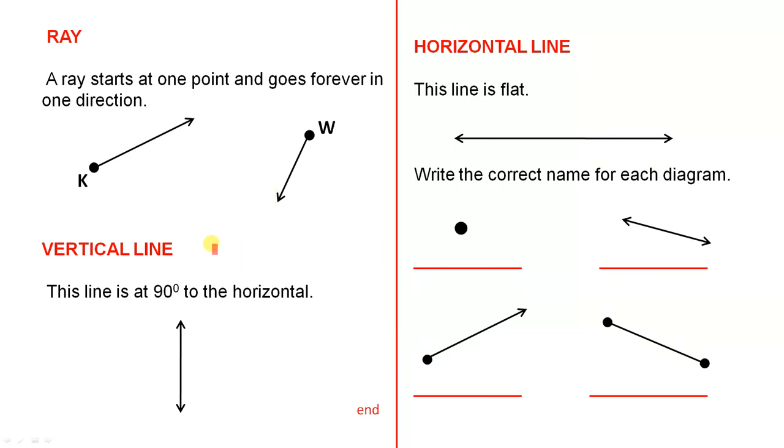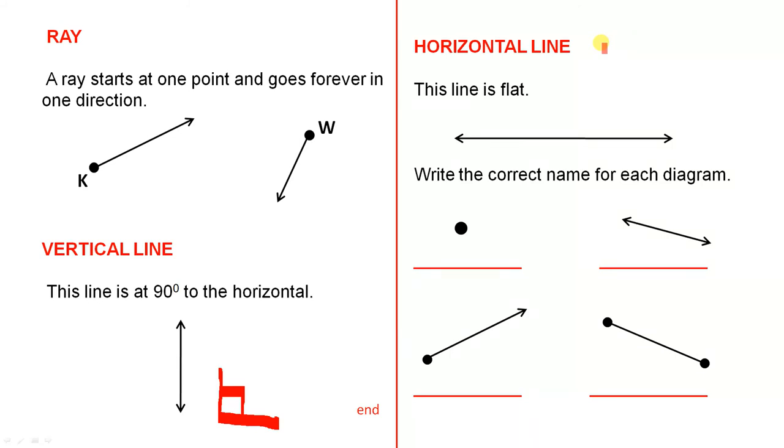We will meet in the future the idea of a vertical line. This line is at 90 degrees to the horizontal. Another name for 90 degrees is a right angle. For example, you'll see that symbol later on. That means a right angle or 90 degrees.